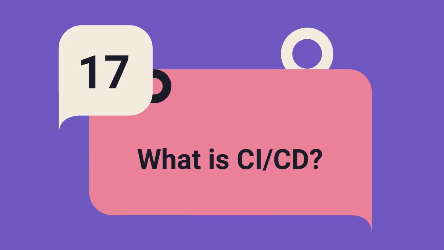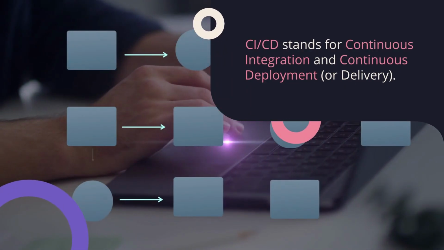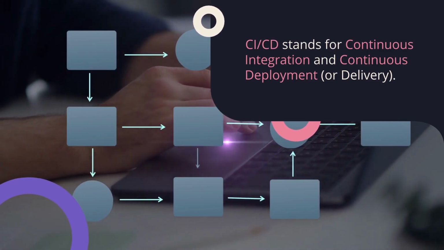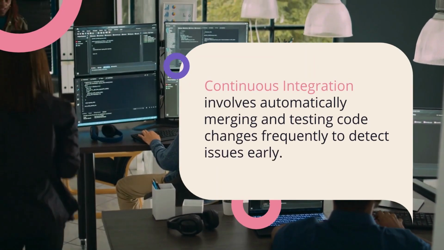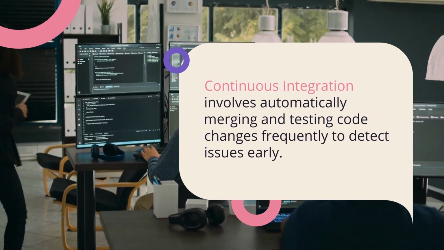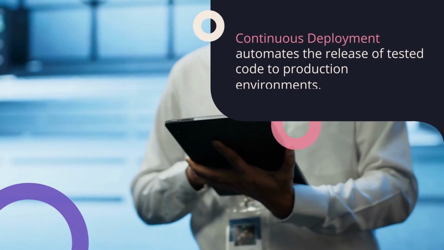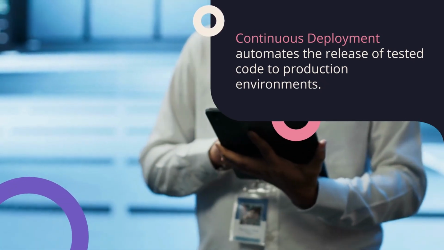17. What is CI/CD? CI/CD stands for Continuous Integration and Continuous Deployment or Delivery. Continuous integration involves automatically merging and testing code changes frequently to detect issues early. Continuous deployment automates the release of tested code to production environments.